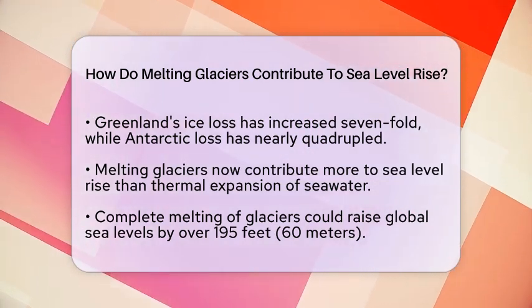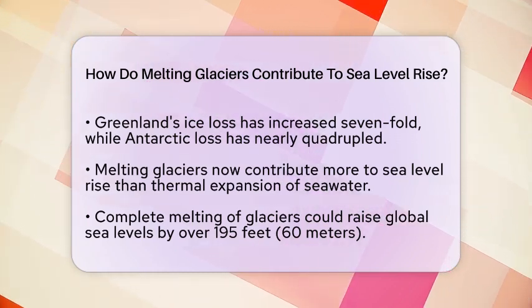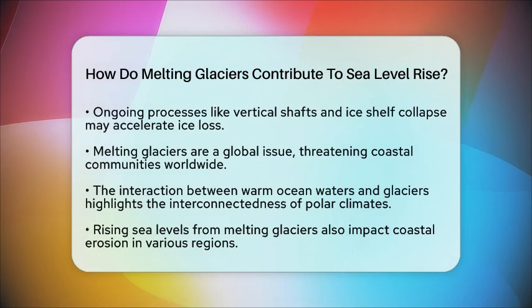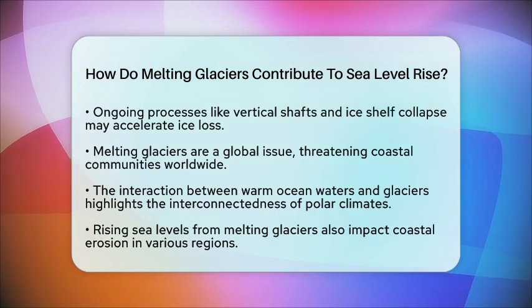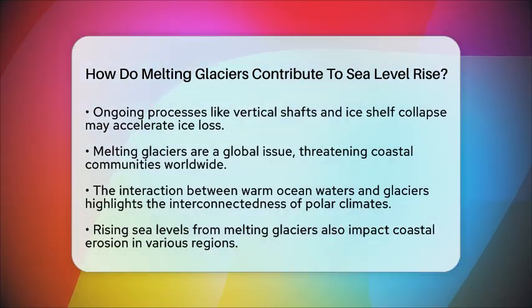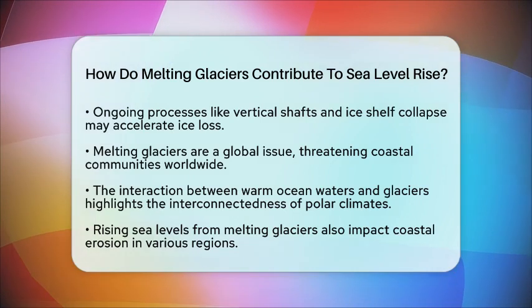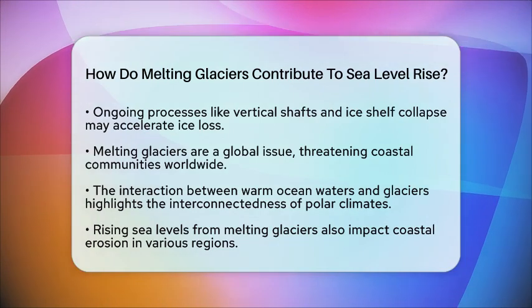From the perspective of polar regions, melting glaciers are not just a local issue but a global concern. They directly contribute to rising sea levels that threaten coastal communities worldwide. Additionally, the interaction between warm ocean waters and glaciers shows how interconnected ocean and ice systems are in polar climates. The loss of ice also impacts coastal erosion in both polar and non-polar regions by raising sea levels and changing coastal dynamics. In essence, melting glaciers add freshwater from land into the oceans, which raises sea levels.